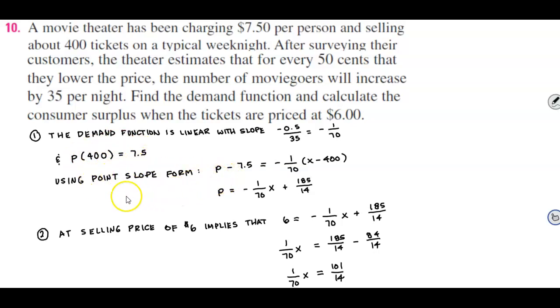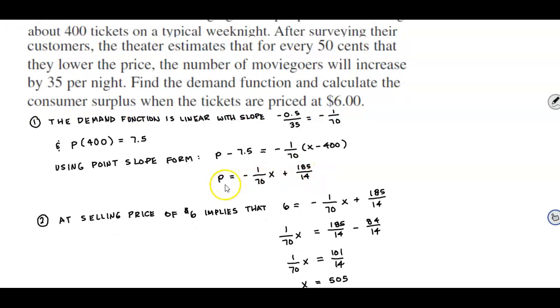So in order to generate an equation, we're going to use the point slope form to find out what that function is going to look like. So we know our slope is negative 1 over 70, and then we have our two x and p coordinates. So we have p minus 7.5, which is equal to negative 1 over 70 times x minus 400. And then we end up getting the function p, which is equal to negative 1 over 70x plus 185 over 14. So now we've generated a function from our question.